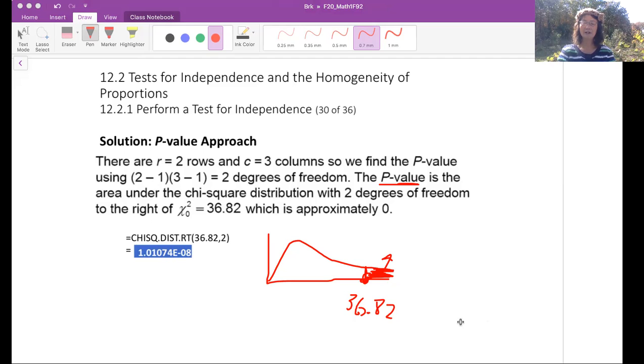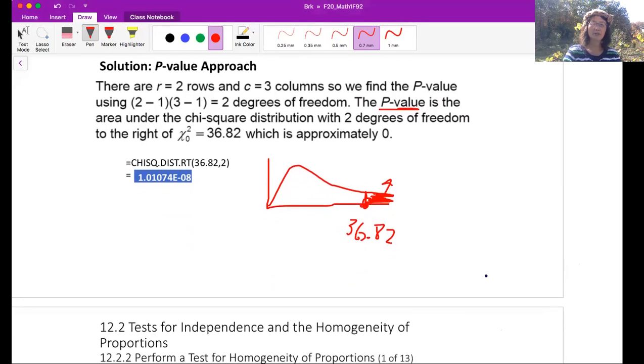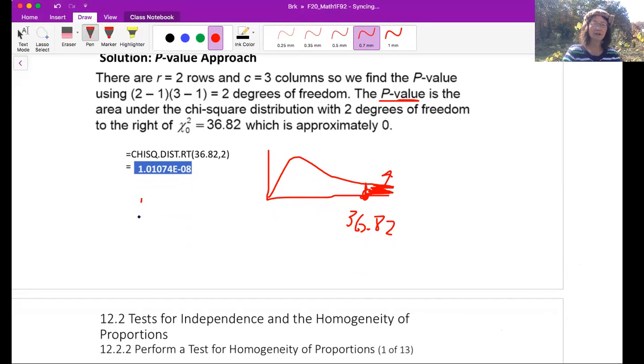Wow, this is a very small number. This E negative 8 means 10 raised to the power negative 8. It is almost 0. So this is the formula to get the p-value. I already copied the formula here, and this is the result. This number is the same as 1.01074, in scientific notation, meaning times 10 raised to the power negative 8. This number is almost equal to 0.